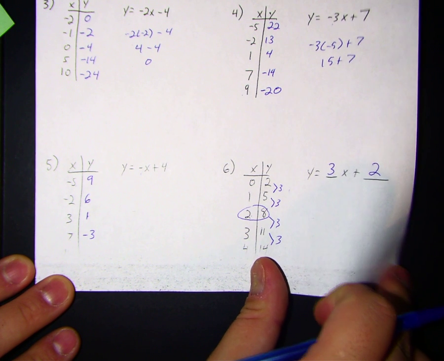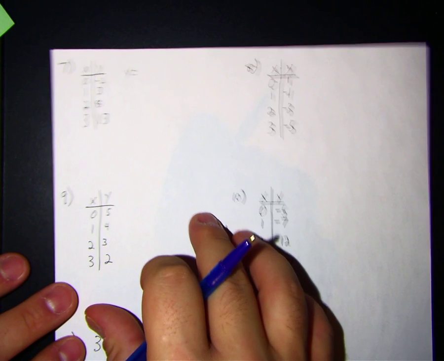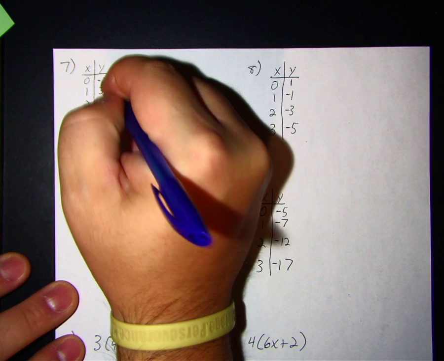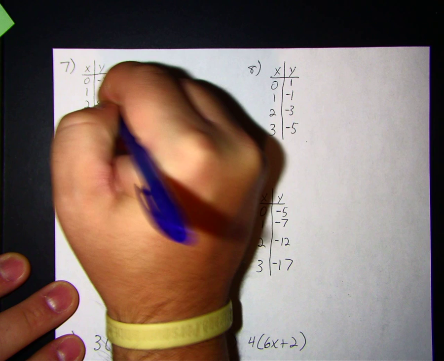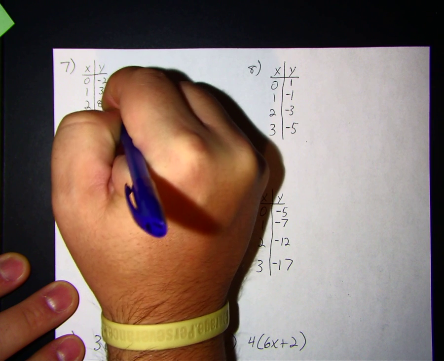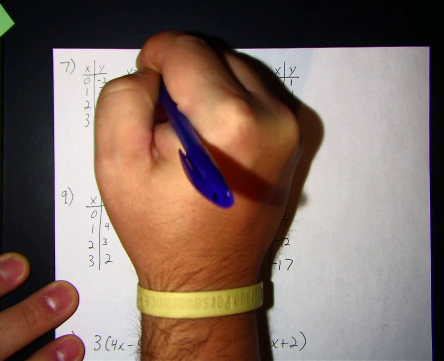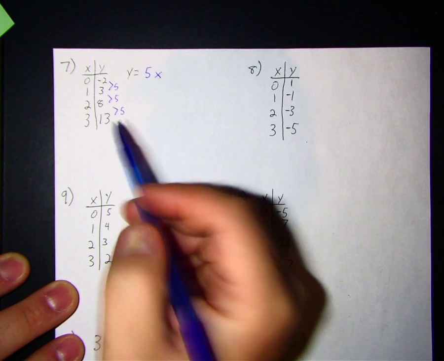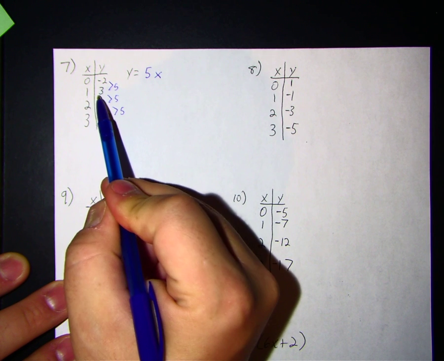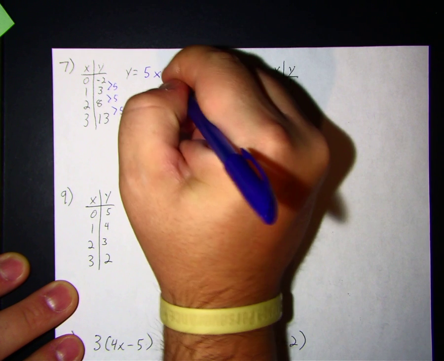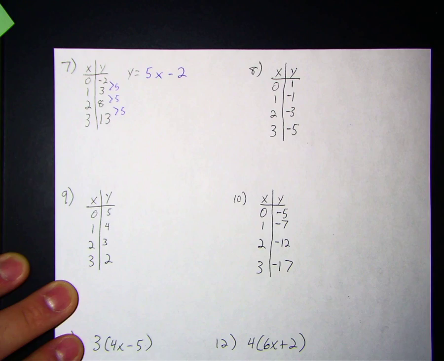Going over to the back side. Here the difference is positive 5. So you have y equals 5x. 5 times 1 is 5, minus 2 is 3, so it's 5x minus 2.